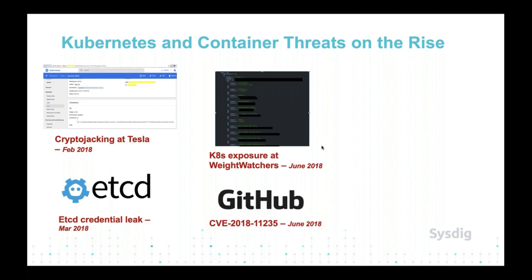Also in June, there was a GitHub CVE that was announced. This vulnerability was discovered in Git, which allowed escalation of privileges in Kubernetes if unprivileged users were allowed to create pods with Git repo volume.